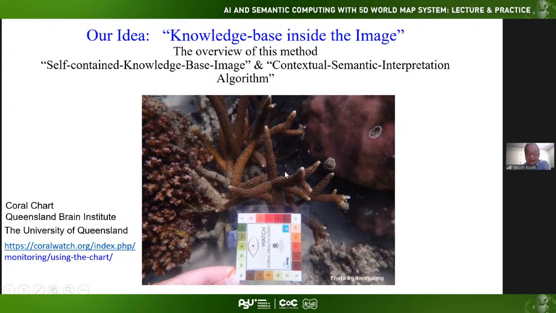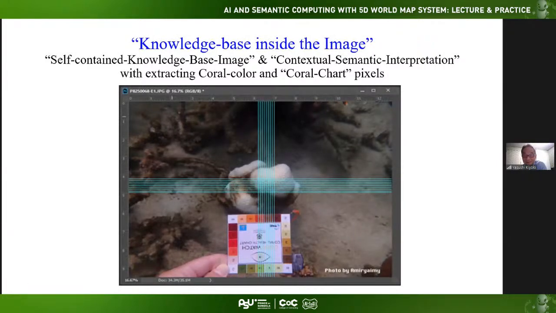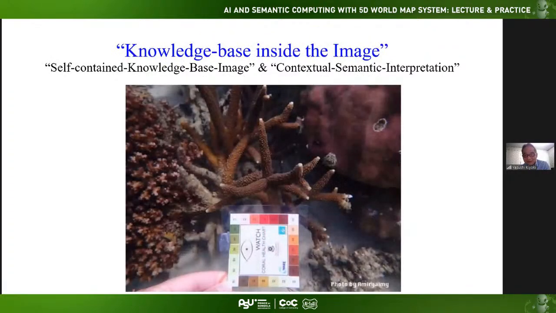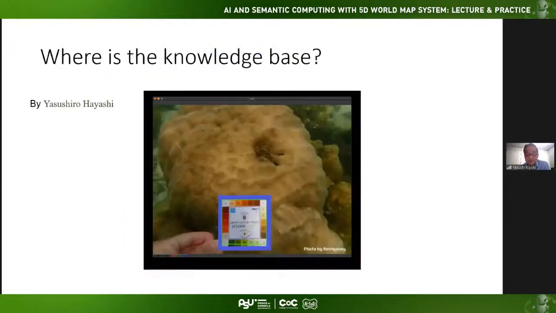But my idea is like this: automatic interpretation of the coral health. For example, the coral must be placed at the center of the image, and we take a photo with the coral at the center. And also we take a photo of the coral chart altogether, like this, with the coral chart included in the image. This is my idea. So we can make a comparison of the colors directly.